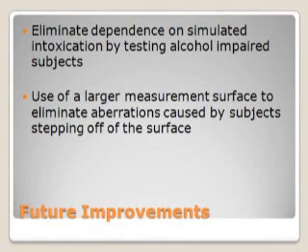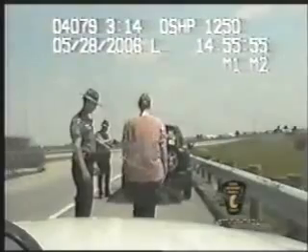Improvements for future studies might include the testing of subjects under actual alcohol intoxication. This could strengthen our conclusions by not having to rely on the simulated intoxication of the goggles. A larger measuring surface would help to eliminate the tendency of subjects to step off of the Wii board when they lost their balance. This could allow for more accurate measurements for the center of pressure.